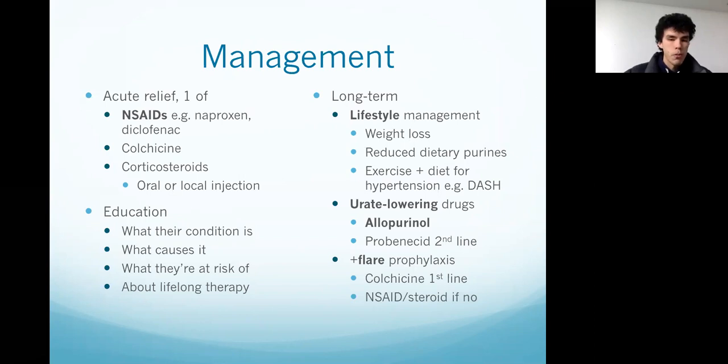When you put someone on a urate lowering drug, you also need to give them flare prophylaxis because starting it is associated with a high risk of setting off a flare. So you can just use colchicine for that. If there's a reason why they couldn't use colchicine, I can't think of one, but then you could always give them a steroid or an NSAID.